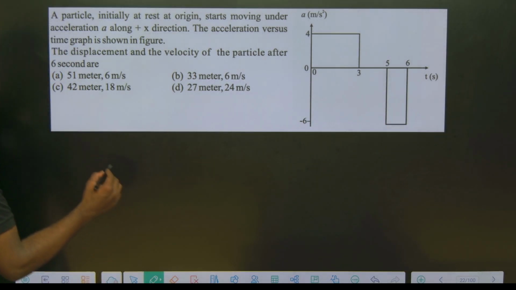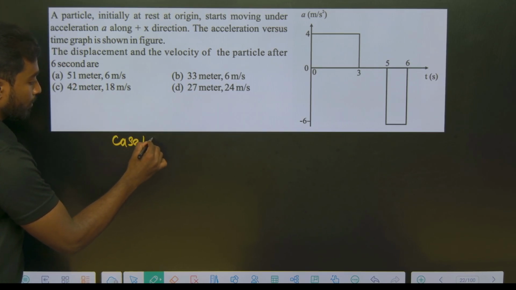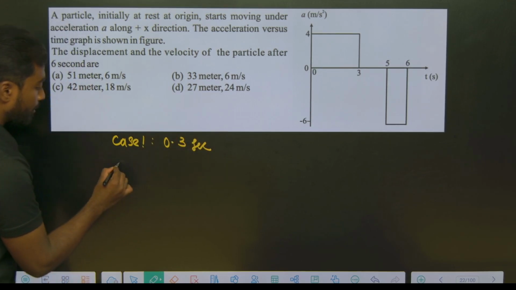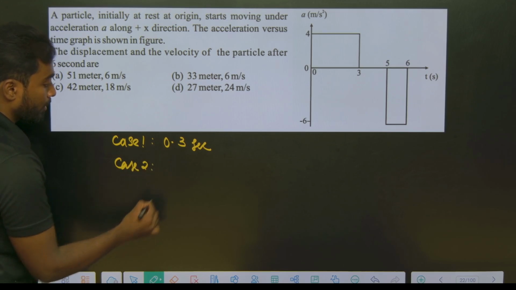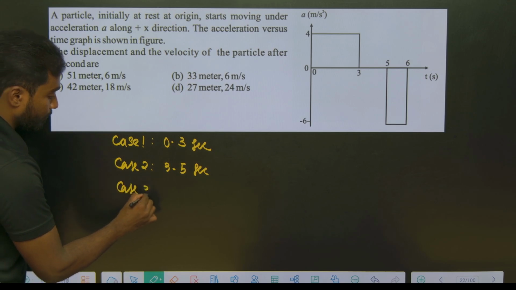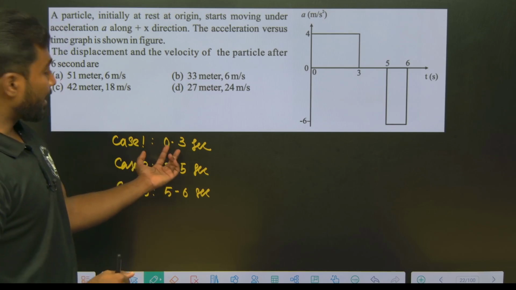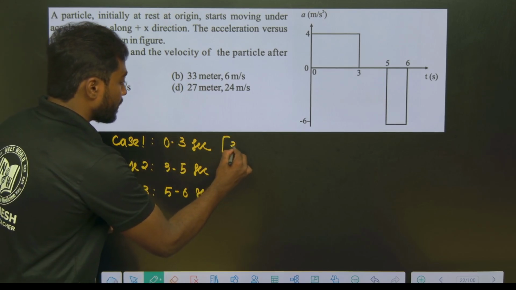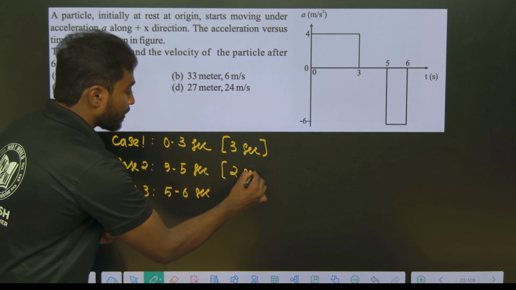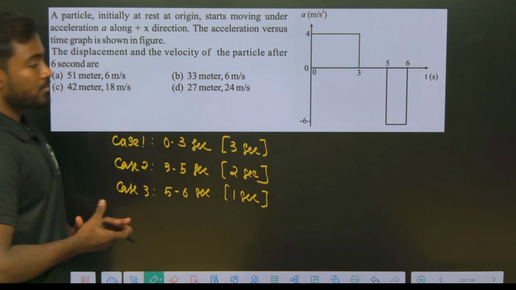Case 1 is 0 to 3 seconds, case 2 is 3 to 5 seconds, and case 3 is 5 seconds to 6 seconds. So 3 cases I will take. What is the time taken in case 1? It is 3 seconds. In case 2? It is 2 seconds. In case 3? It is only 1 second.